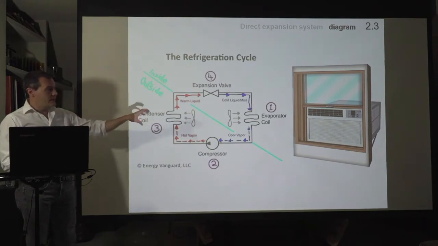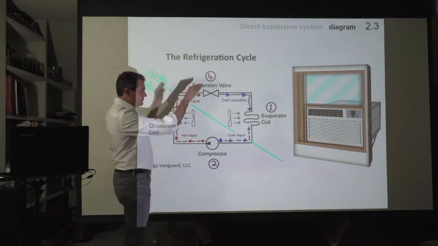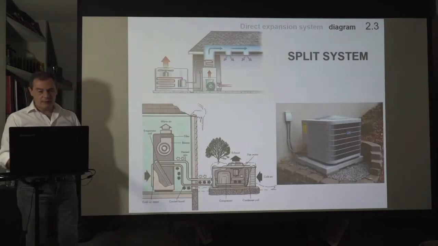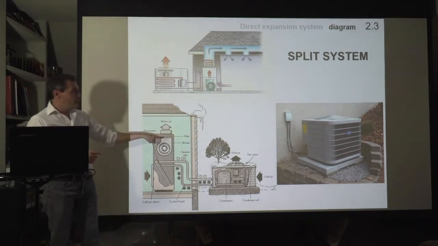With this element, we have two elements in the same box. With the split system, we have two elements. One of them is outside, and the other one is inside.